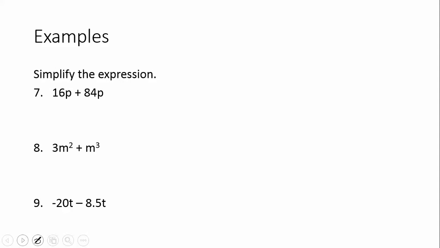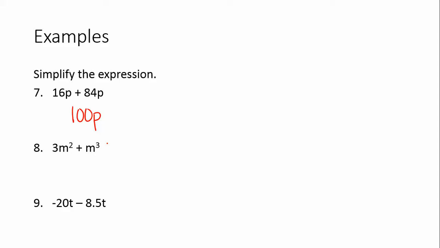So let's simplify the expression. You can simplify expressions anytime you have like terms somewhere that can be combined. So on number 7, we have 16p plus 84p. Both of those are like terms, so we just add 16 plus 84, and we get 100p. We don't do anything to the variable when we're just simply combining or adding and subtracting like terms.